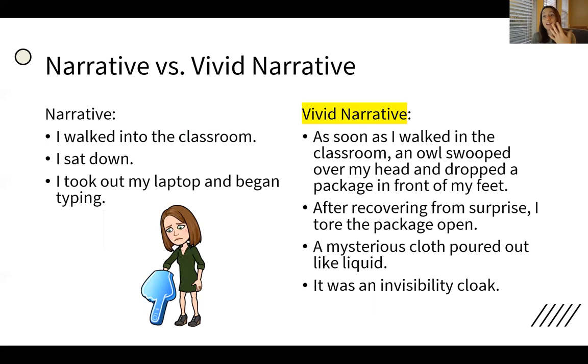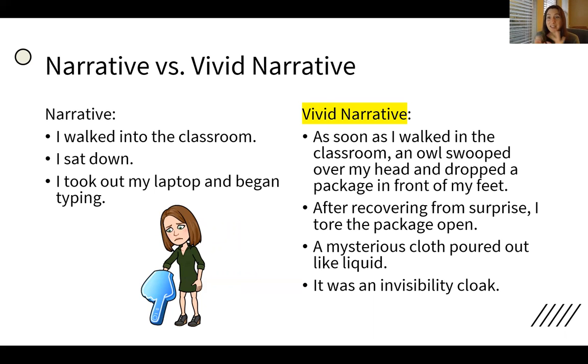Now you're being asked to write a narrative for this unit. Okay, singular event, check. But we want it to be a vivid narrative. Why? We want it to have purpose. A narrative technically could be, I walked into the classroom, I sat down, I took out my laptop and began typing. Okay, technically this is a narrative, right? It's a boring one though. Took place during a specific time, day, and place, but we're not really engaging our audience.